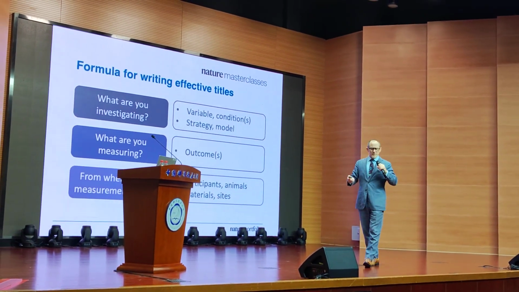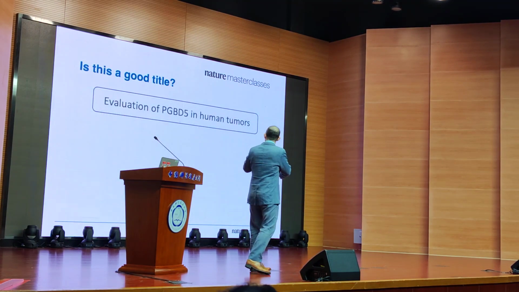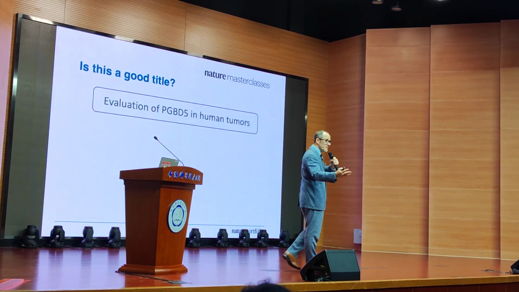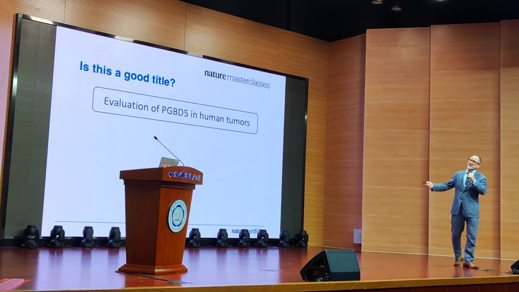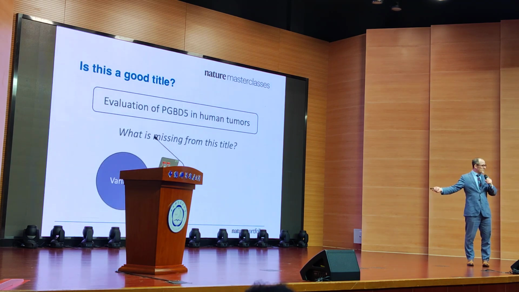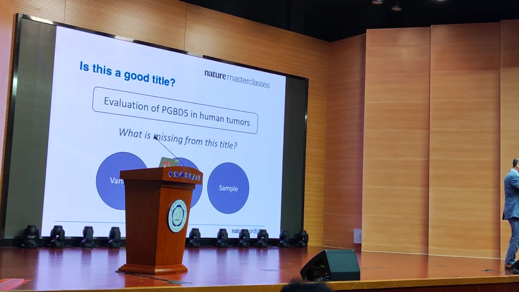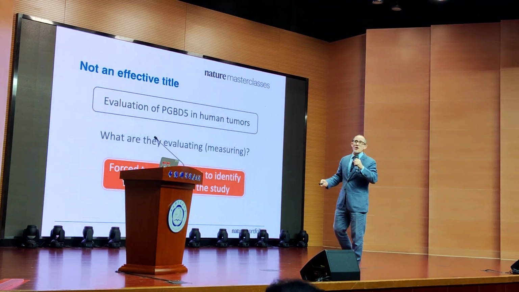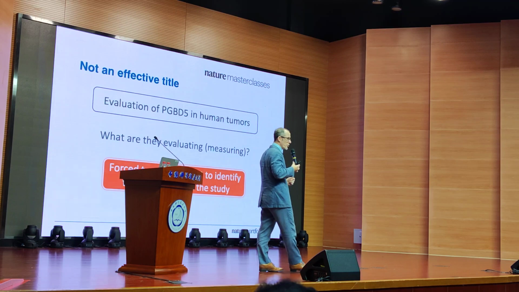Let me show you an example of a title that originally had all 3 things, but then I removed one of them. Evaluation of PGBD5 in human tumors. So this PGBD5 is just the name of a protein. So evaluation of this protein in human tumors. So for this title, what do you think I removed? Did I remove variable, outcome, or sample? What do you think? Heard someone yell something out already? Outcome. Exactly. We know they're investigating this protein, and we know they're measuring something from tumors, but what we don't know is what are they evaluating? That's the outcome. This is an example of these vague titles that I recommend that you avoid.